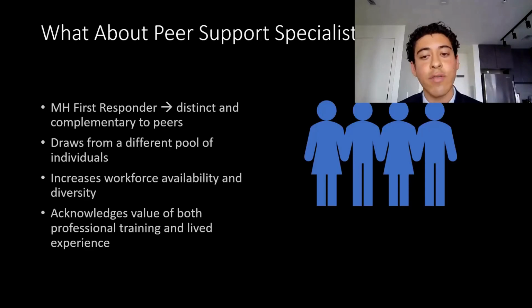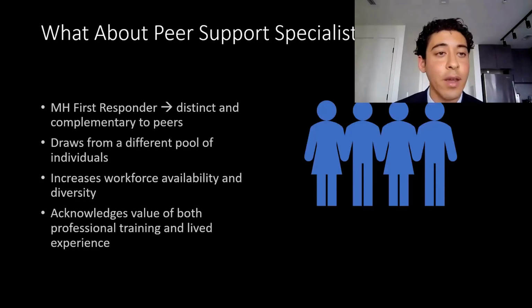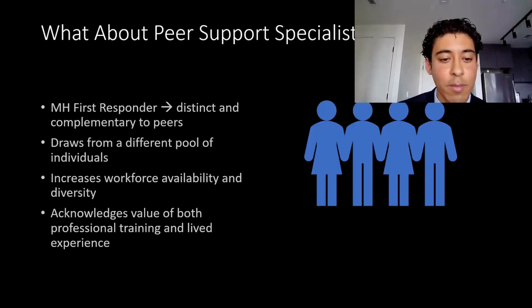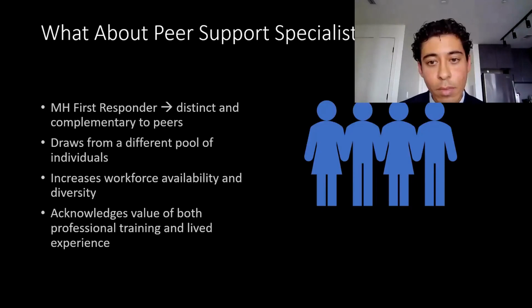This also would acknowledge the value of both professional training and lived experience. And so a possible team setup could be a behavioral health first responder with a peer on that 2-person team, with constant backup or availability of backup by that licensed mental health clinician. And so this is a much more practical use for the numbers that we have. It also gives us an opportunity to center our communities.